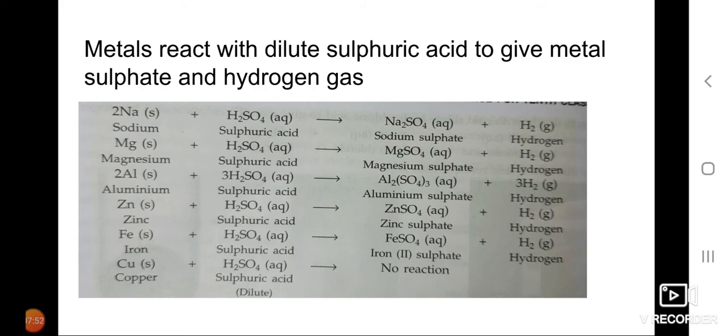Now metals react with dilute sulfuric acid to give metal sulfate and hydrogen gas. Here in this table you can see all the reactions. We get metal salts which are sulfates. Sodium plus H2SO4 we get sodium sulfate plus hydrogen. Magnesium plus H2SO4 we get magnesium sulfate. Aluminium plus H2SO4 we get aluminium sulfate. Then zinc plus H2SO4 we get zinc sulfate. Iron plus H2SO4 we get iron sulfate. Copper plus H2SO4, no reaction. Children, if you see, copper is below hydrogen and therefore it cannot displace hydrogen from its acid.